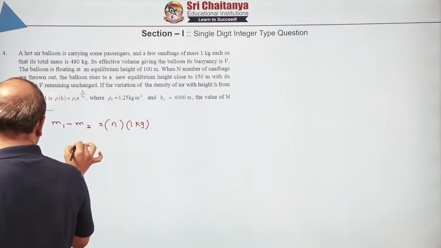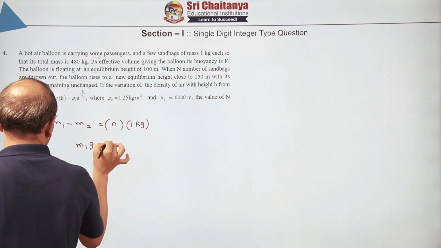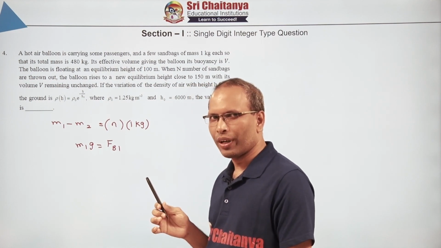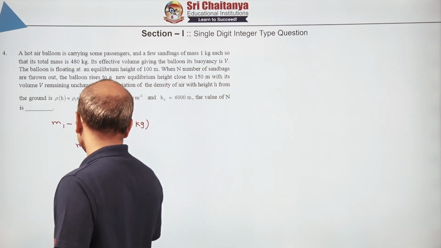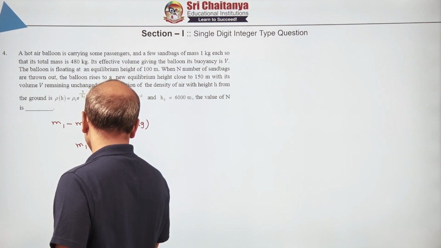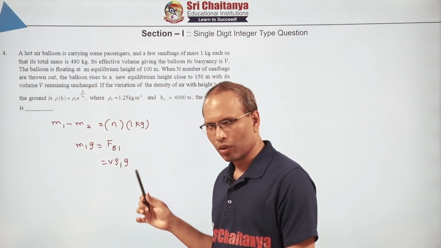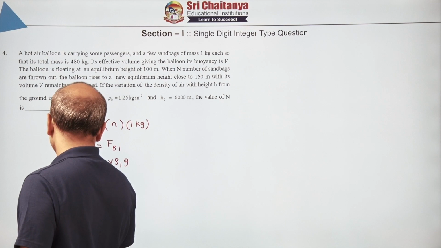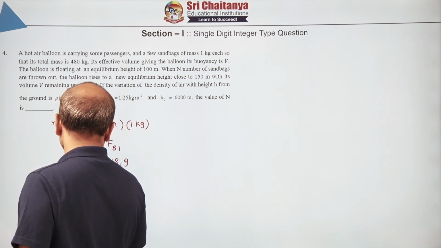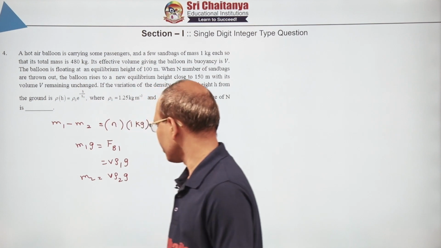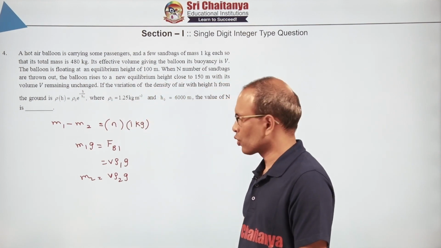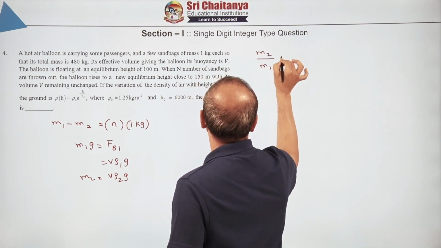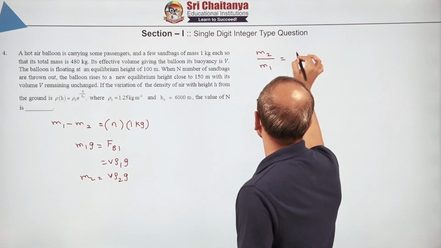So we can write m1g is the force of buoyancy in the first case. What is the force of buoyancy in the first case? At any position the force of buoyancy is V rho 1 into g. Similarly m2g will be V rho 2 into g. Now if you simply divide these two, what do we get? m2 by m1 is equal to rho 2 by rho 1.